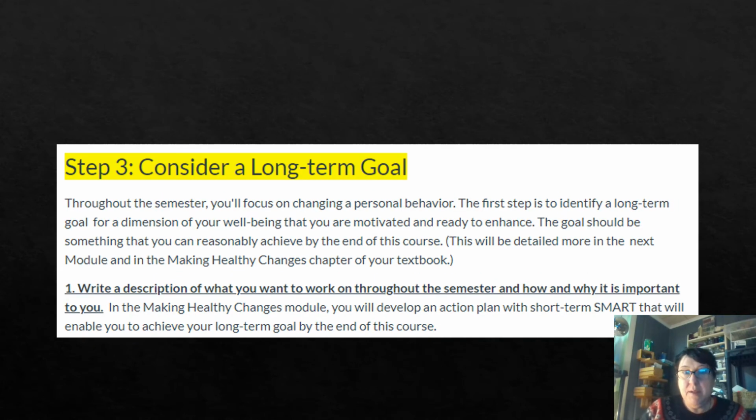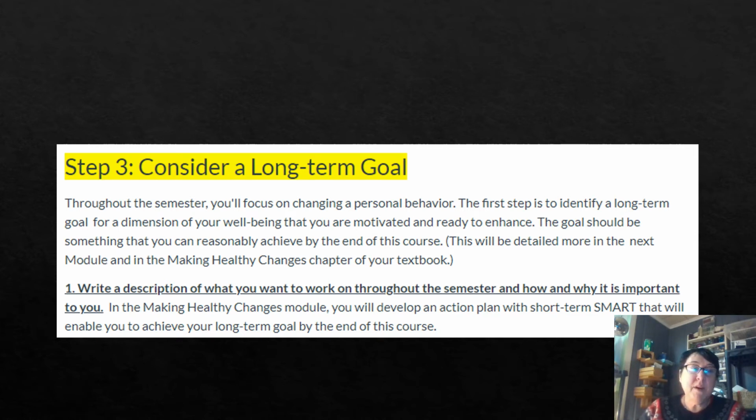The third step is to consider a long-term goal. For this particular assignment, you were given an overview or background. This semester, beginning in the next module, you'll begin to focus on a behavior change project. The very first thing is to start to think about the one big thing that you want to work on and improve upon over the next 12 weeks. It has to be specific, measurable, attainable, and realistic.